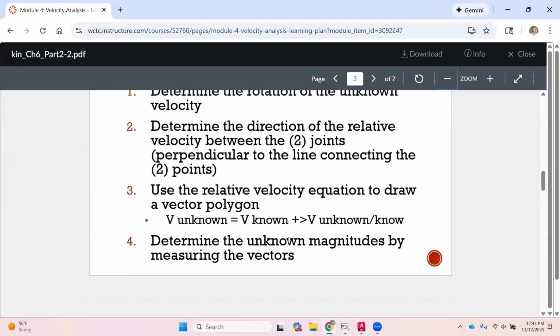Use the relative velocity equation to draw. What we're going to find out is going to be a vector polygon, or it ends up being a triangle because we're just dealing with three variables here. So the velocity of the unknown is going to be equal to the velocity of the known plus vectorially unknown relative to known. It will make more sense when we do some examples. And then through that graphical means, we're going to find intersections. We're going to dimension to determine what the unknown magnitudes are for any vectors we're trying to find.